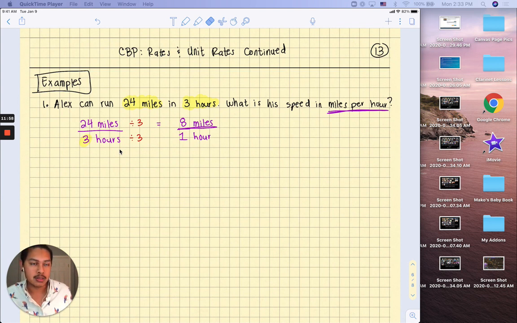Is anyone a runner? Is that a good time? Ask your parents. If any of them run, ask if that's a good time.